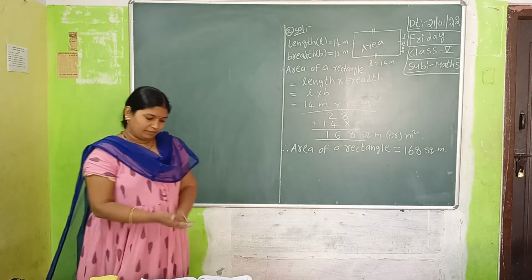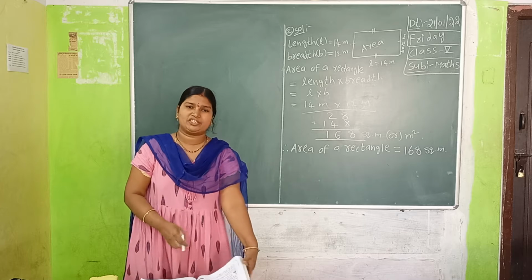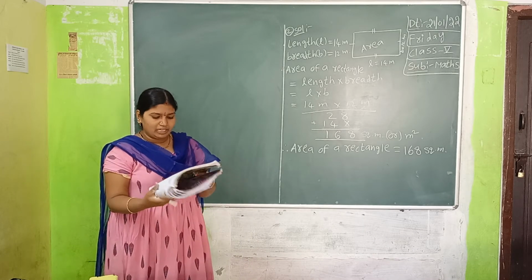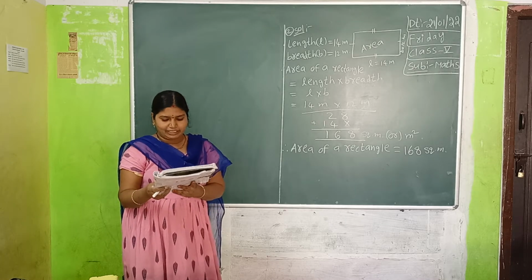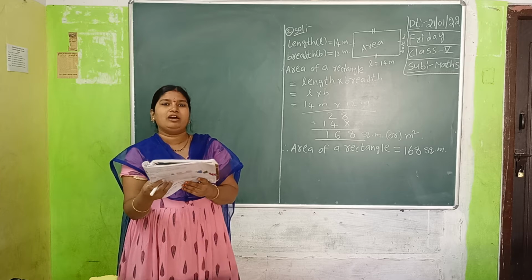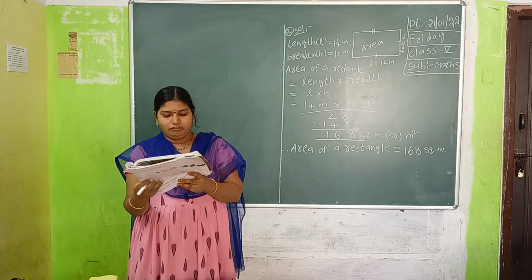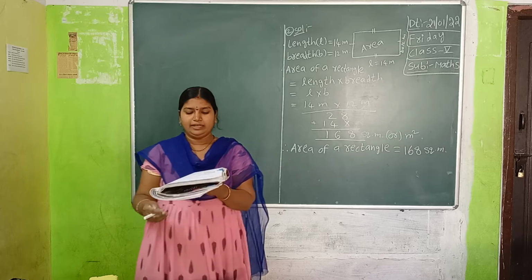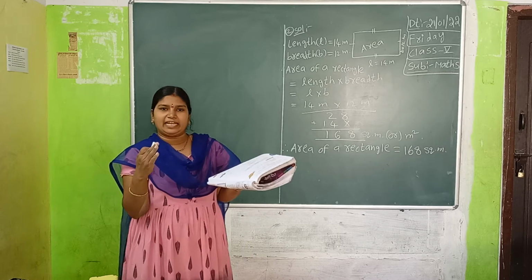Okay. Everyone see your textbook, children. Page number 128. Third problem. A square field has a perimeter of 480 meters. What is the length of its side? Find the area of the field. Okay. They did not give the side.